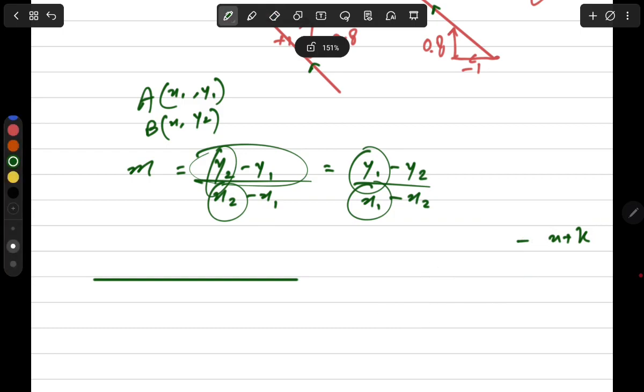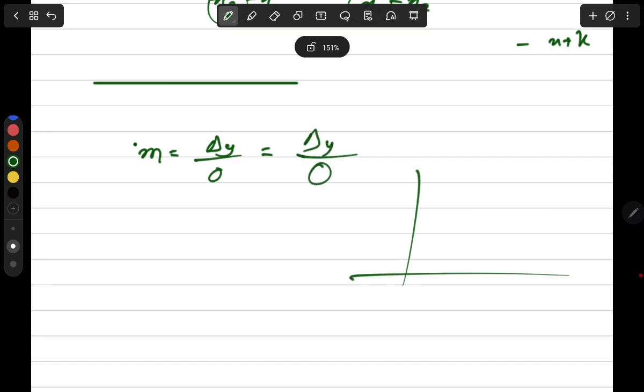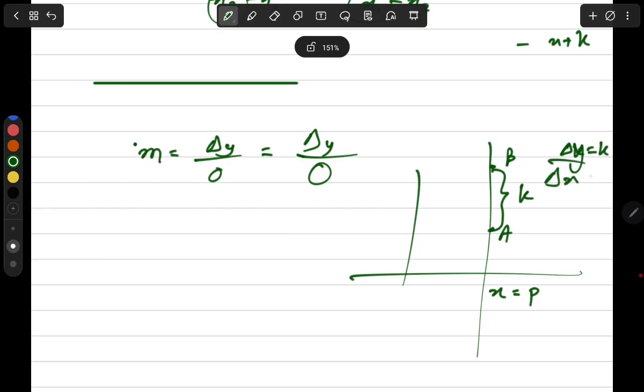Now, what does undefined mean? So undefined is when you're dividing by 0, right? So if your gradient is something upon 0, so change in y upon 0, that is that your x is not changing, but your y keeps on changing. So what does that mean? That means that this is a vertical line, x is equal to p or something, right? Now you can see that if you're moving from A to B, change in y is these many units. Let's call it k. So change in y is k, but change in x is just 0. So this is undefined, right?